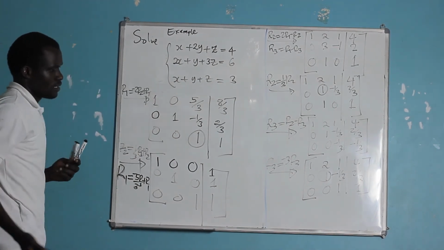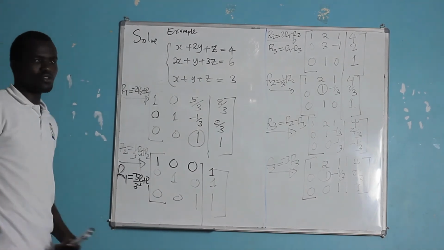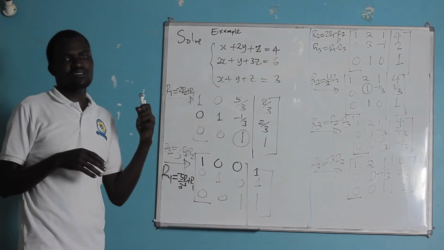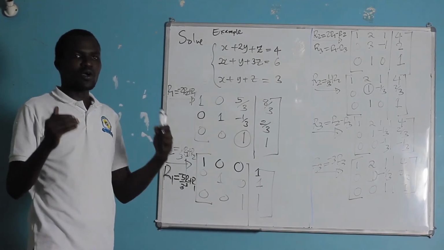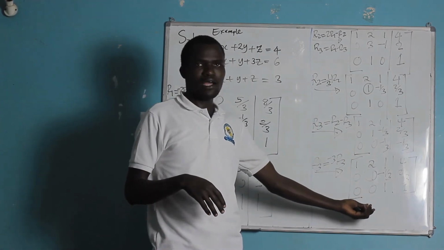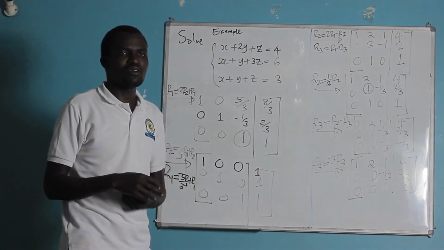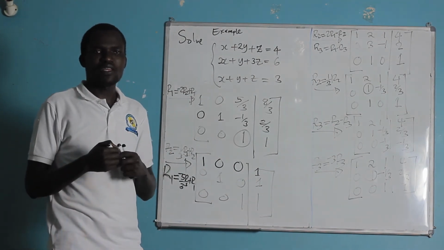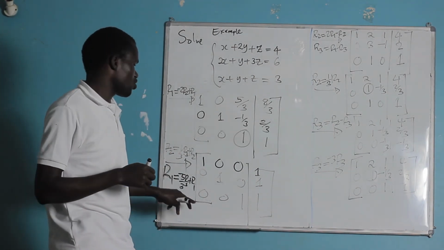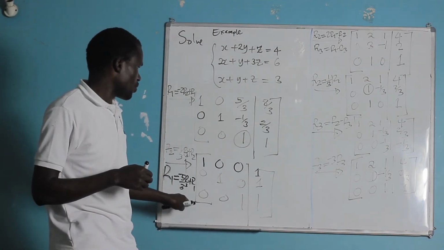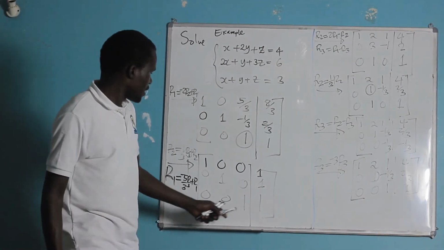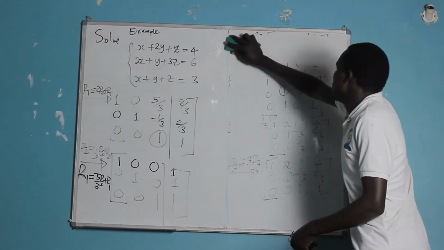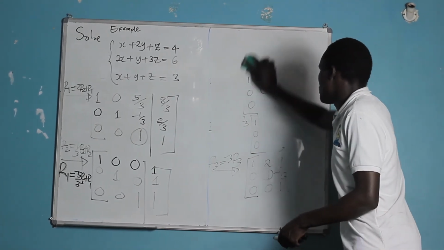Remember, my dear students, that if we had asked you to use the Gauss elimination method, which is reducing up to row echelon form, we could end here and go to the next step, which is back substitution. But because we have asked you to use the Gauss-Jordan elimination method, we should go to reduced row echelon form, which is this one. So now we are in reduced row echelon form. The next step is back substitution.